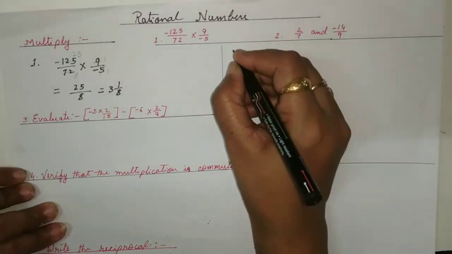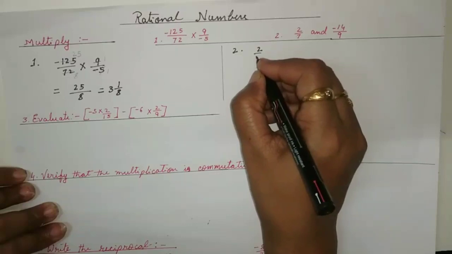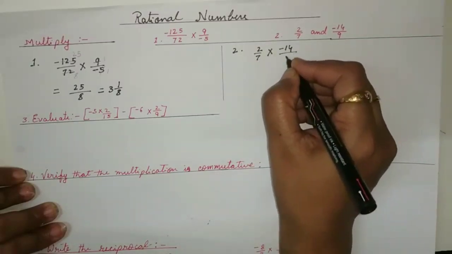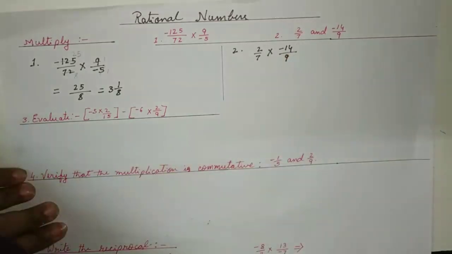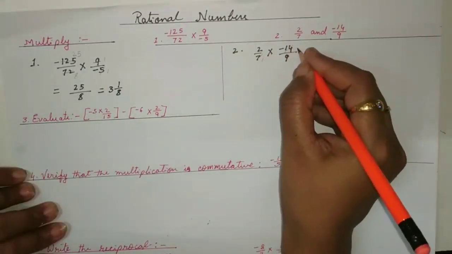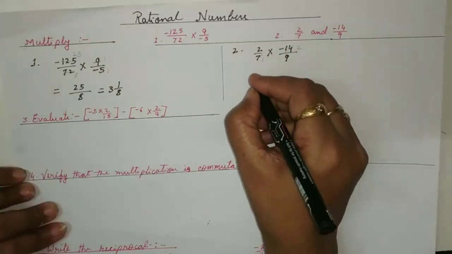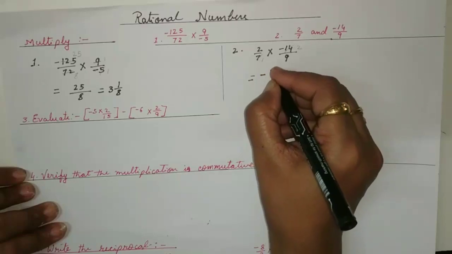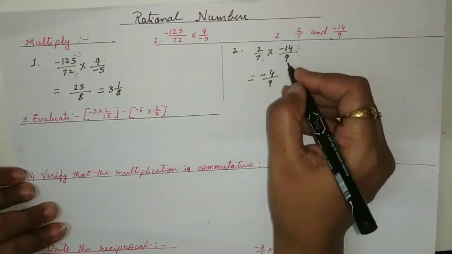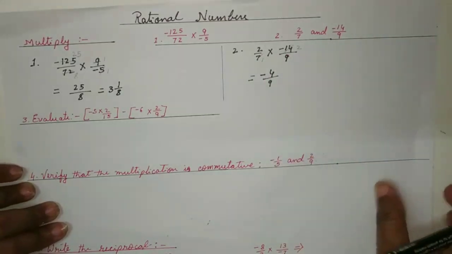So we go to the next question, the second one. And the question is 2 by 7 into minus 14 by 9. So we cancel again. 7 ones are 7, 7 twos are 14. So what do you get? The answer is minus 4 by 9. How? 2 twos are 4, minus sign, 9 ones are 9, minus 4 by 9. Now we go to the next question.